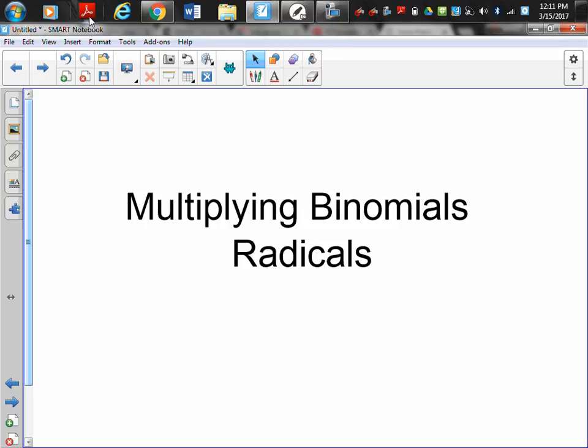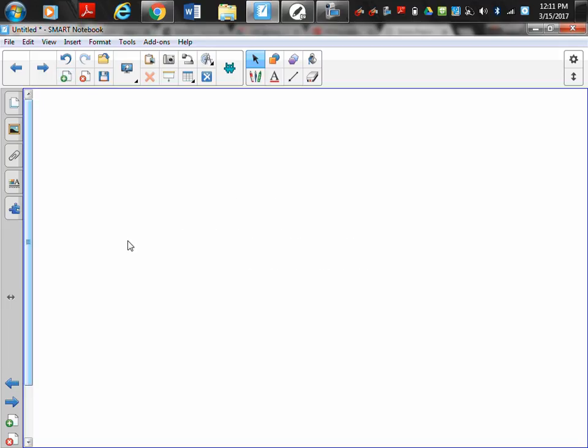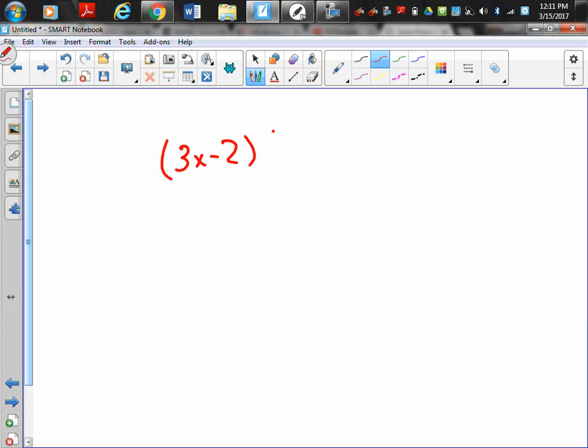All right, we're multiplying binomials that contain radicals. Multiplying binomials that contain radicals. If you'll remember back, when we multiplied binomials, it was like this. So 3x minus 2, 3x plus 5.